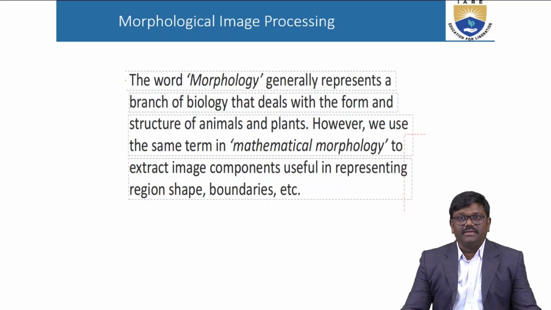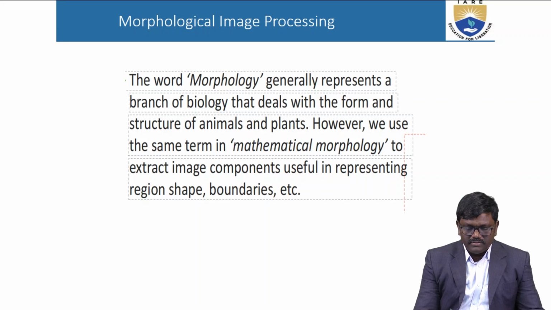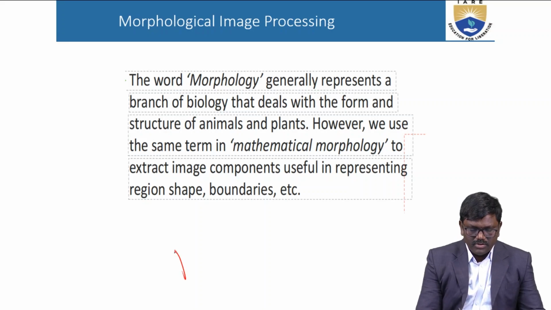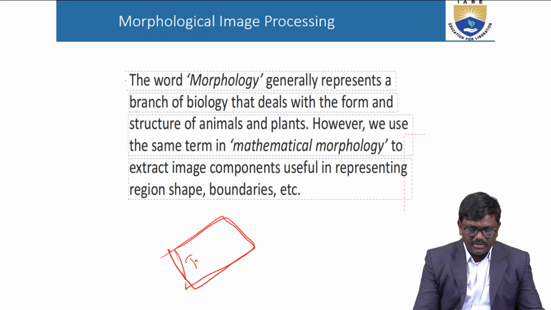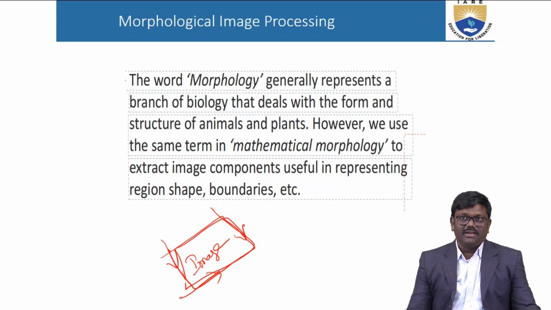The word morphology generally represents a branch of biology that deals with the form and the structure of animals and plants. However, we use the same term in mathematical morphology to extract the image components useful in representing the region shape, boundaries, etc. So here we want to concentrate not only on the region-based image, but also on the boundaries, which we can represent in terms of a branch of biological representation.